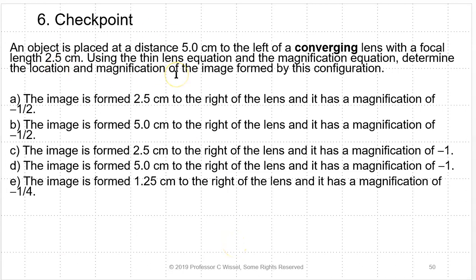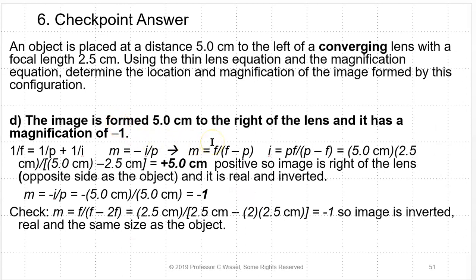An object is placed at a distance of 5 centimeters to the left of a converging lens with a focal length of 2.5 centimeters. Using the thin lens equation and the magnification equation, determine the location and magnification of the image formed by this configuration. The image is formed 5 centimeters to the right of the lens and has a magnification of -1. Use your thin lens equation, use your magnification equation.